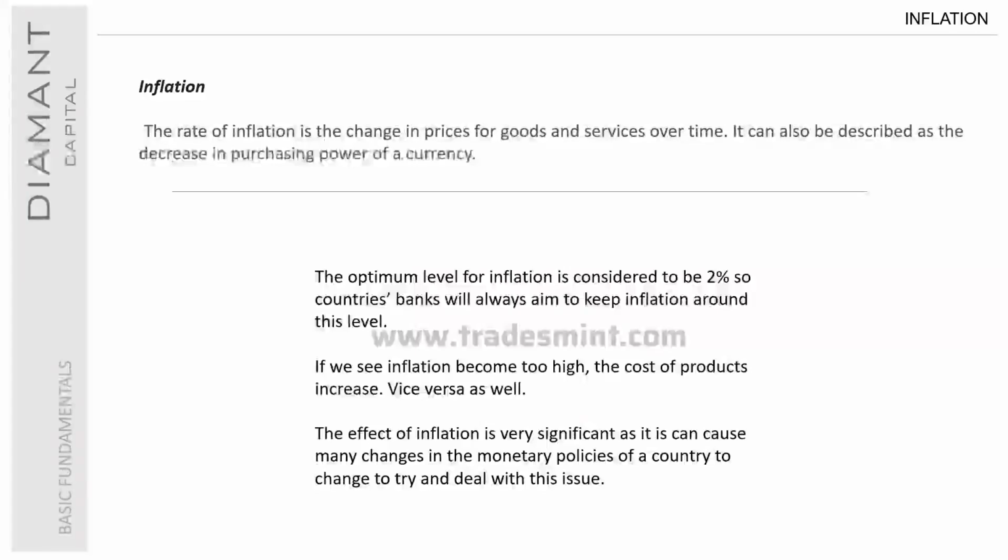So what is inflation? The rate of inflation is the change in prices of goods and services over time. It can be described as a decrease in purchasing power of a currency. The optimum level of inflation is considered to be 2%. So countries' banks will always aim to keep inflation around this level. If we see inflation become too high, the cost of products increases, and vice versa as well.